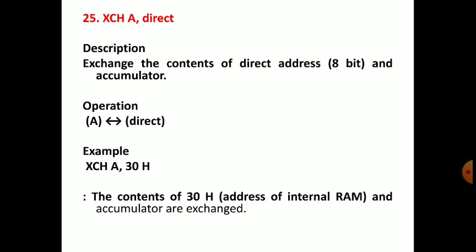Example, XCH A comma 30H. The contents of 30H, address of internal RAM, and accumulator are exchanged. The contents of 30H, that is the address that we mentioned in the example, address of internal RAM, and accumulator are exchanged.